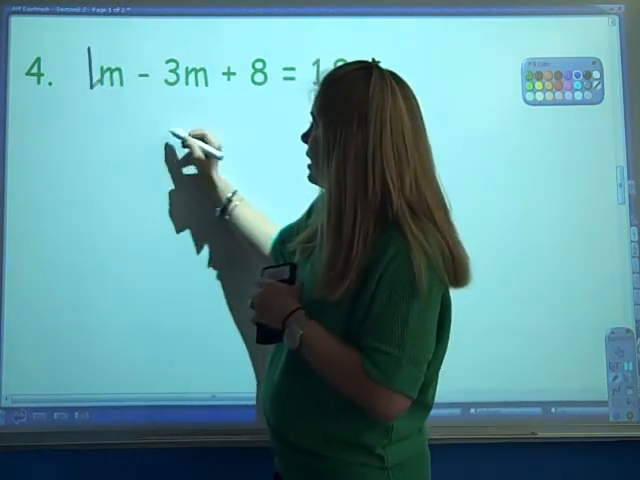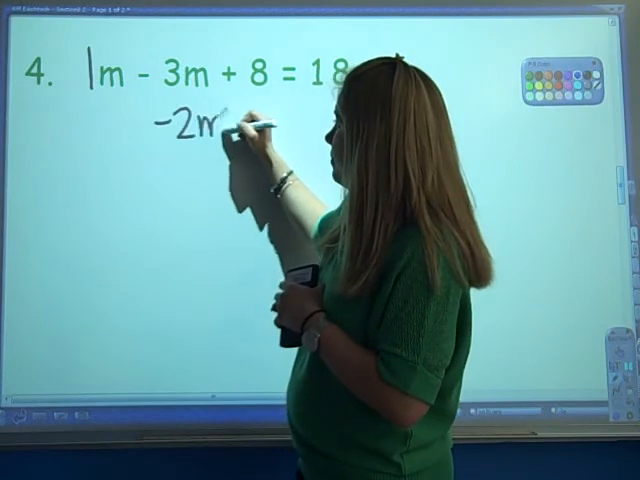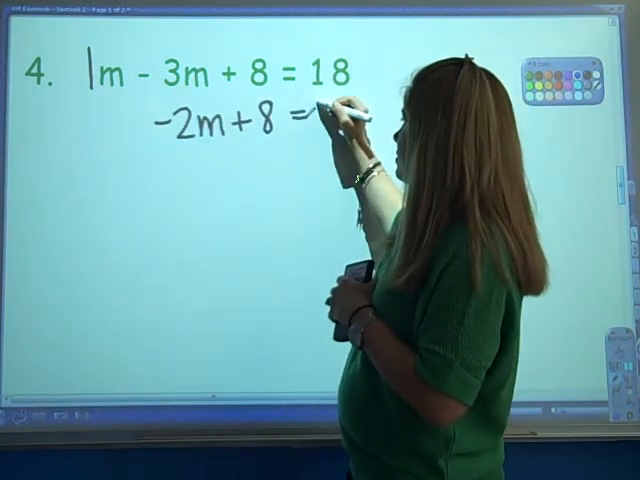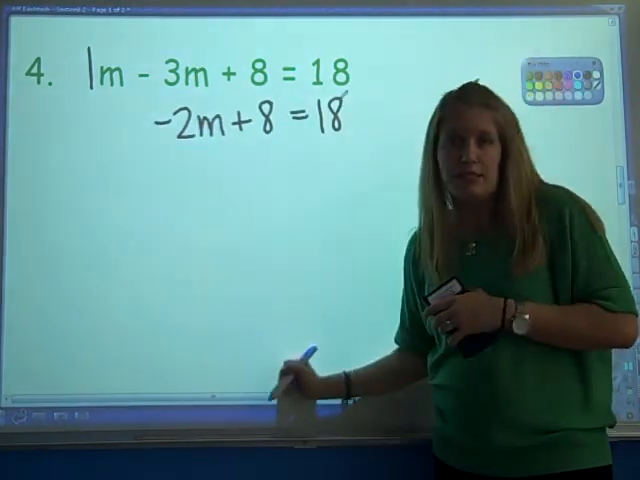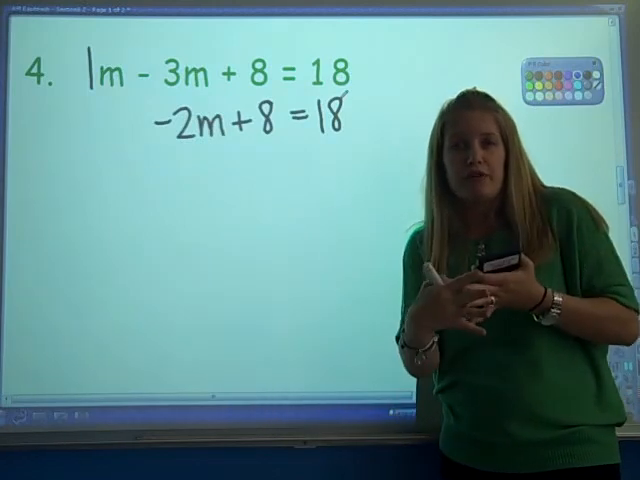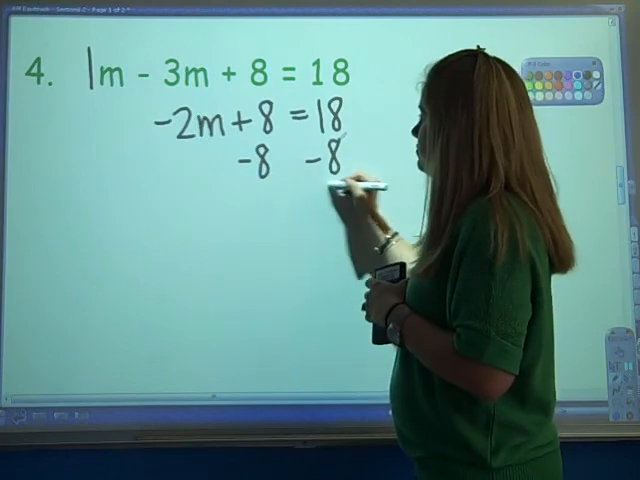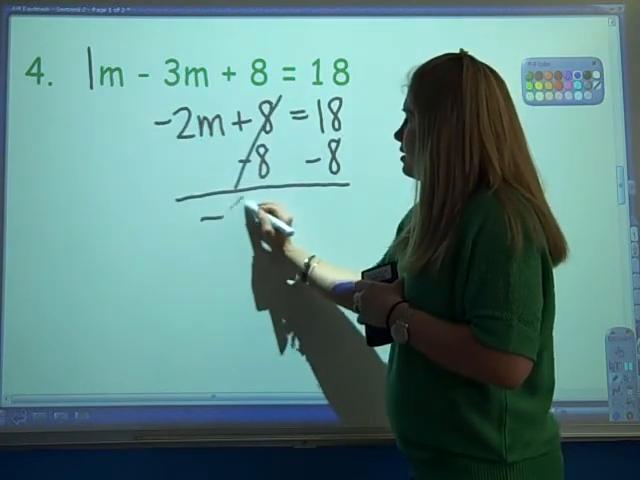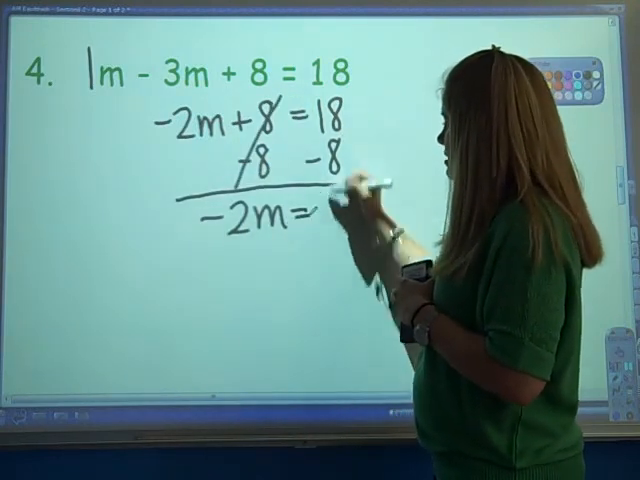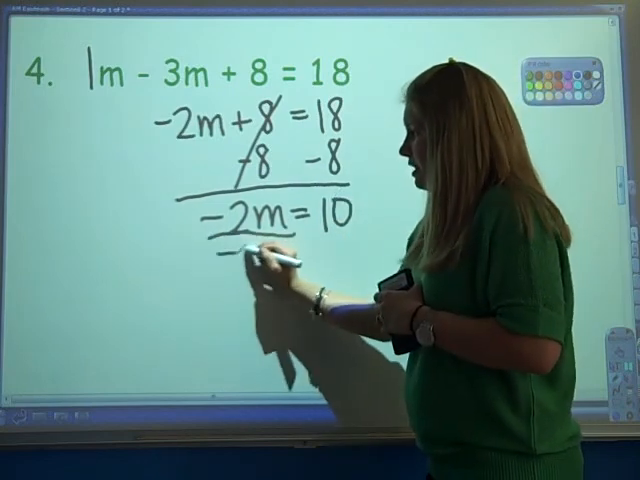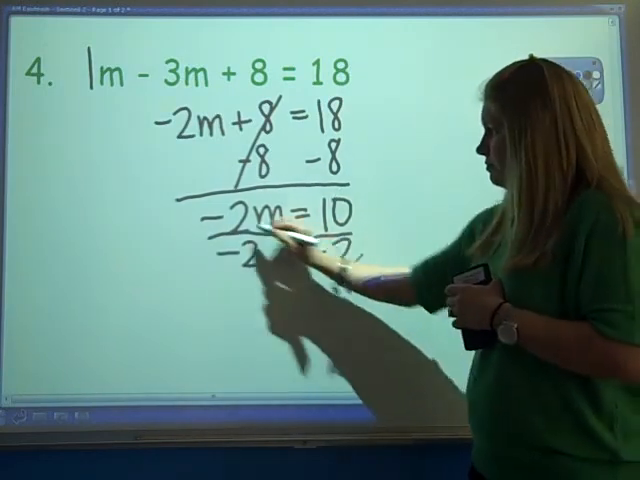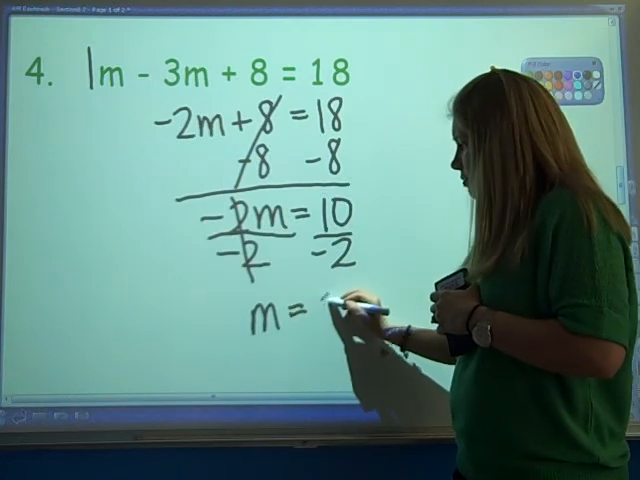1m minus 3m is negative 2m plus 8 still equals 18. Now you can solve this. Once you've pushed it all to one variable, you should be able to solve it. Subtract 8 to both sides. Negative 2m equals 10. Divide both sides by negative 2. M equals negative 5.